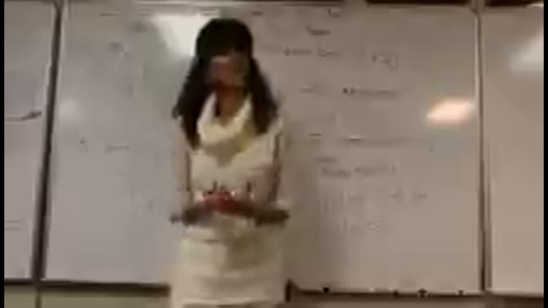Now, the first term I want to go over is ordered pair. An ordered pair is an x and y value that satisfies an equation. In other words, we can solve the equation and it works out to be correct. So let's take a look at an example.